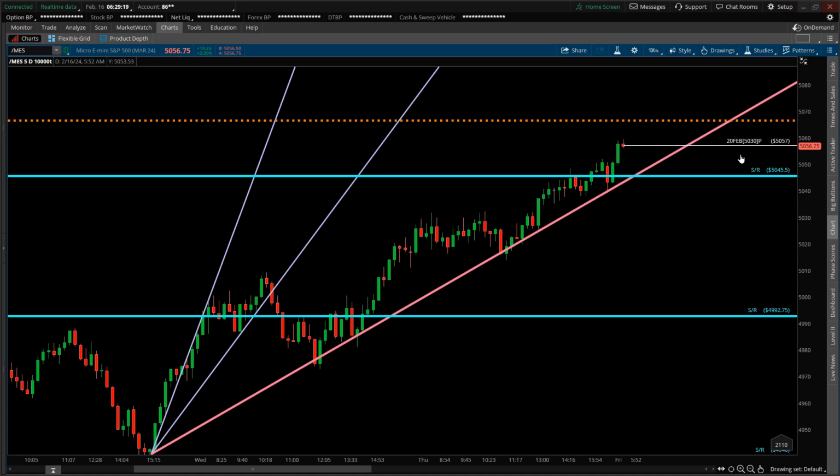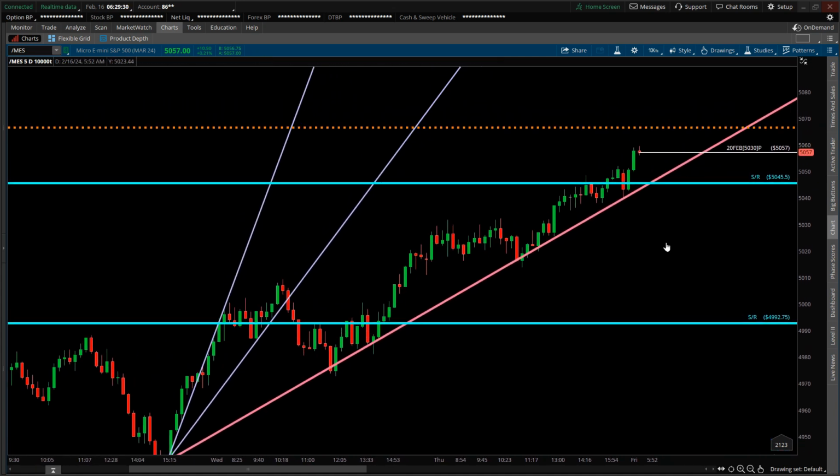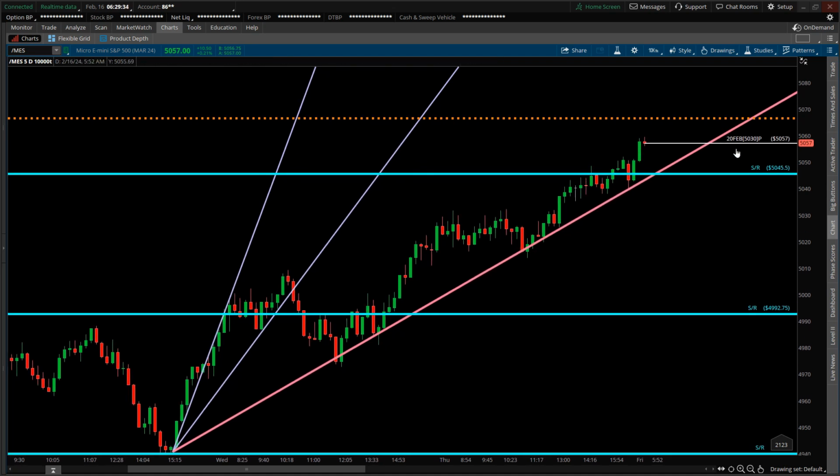And when I entered this trade, the S&P 500 futures was quoted at 5,057. So that's my general thesis for this bearish outlook. So what I'll do is I'll switch over to the option chart specific to my contracts.